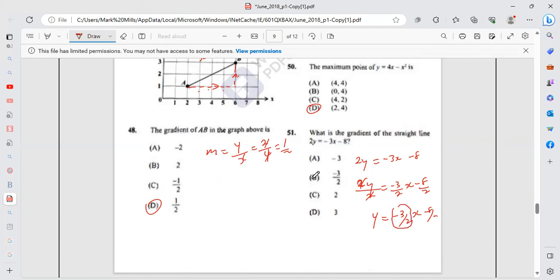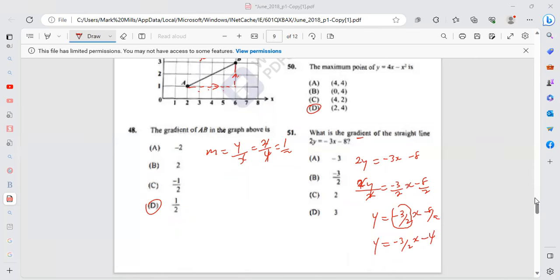Negative 3 over 2. Sir, would it still be 8 over 2 if you divide it by the 2? Come again. You have 8 over 2 still, so would it not be like negative 4? No, but that is the c. You don't need the c. Yeah, it would be negative 4, but actually you don't need that. They ask for the gradient. Am I right? So the focus should have been on the gradient, which should have been negative 3 over 2. Of course, you can see y is equal to negative 3 over 2x minus 4, because it's 8 over 2. Am I right? Yes, sir.